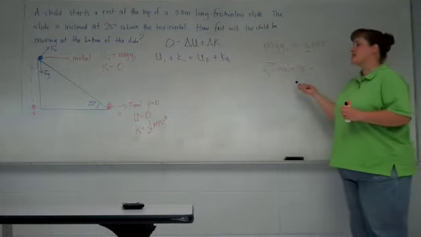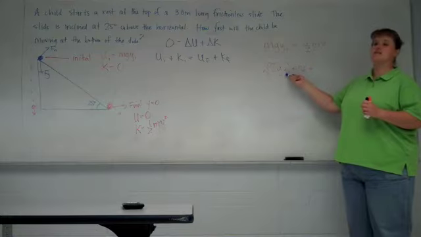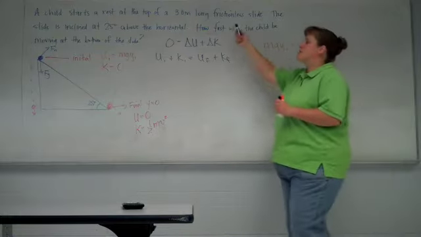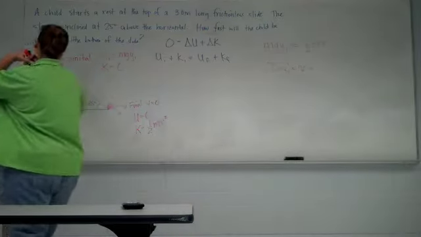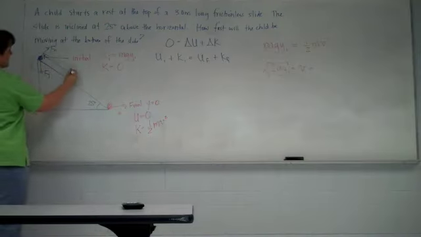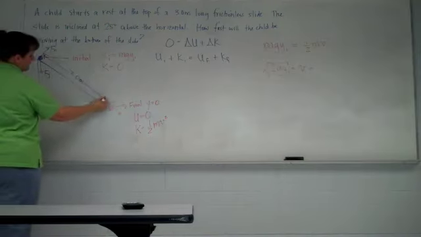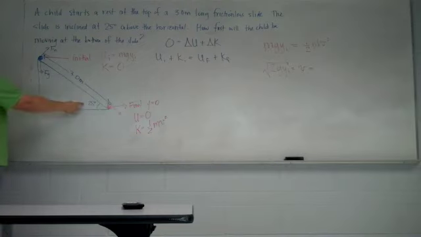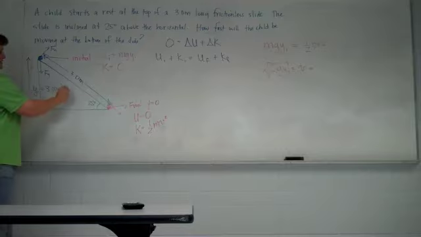But before we can solve this, we need to figure out his initial height. The problem tells us that the slide is 3 meters long. It's at an angle of 25 degrees. So what is y initial? 3 meters. We're opposite the angle, so 3 meters times the sine of 25 degrees is our initial height.